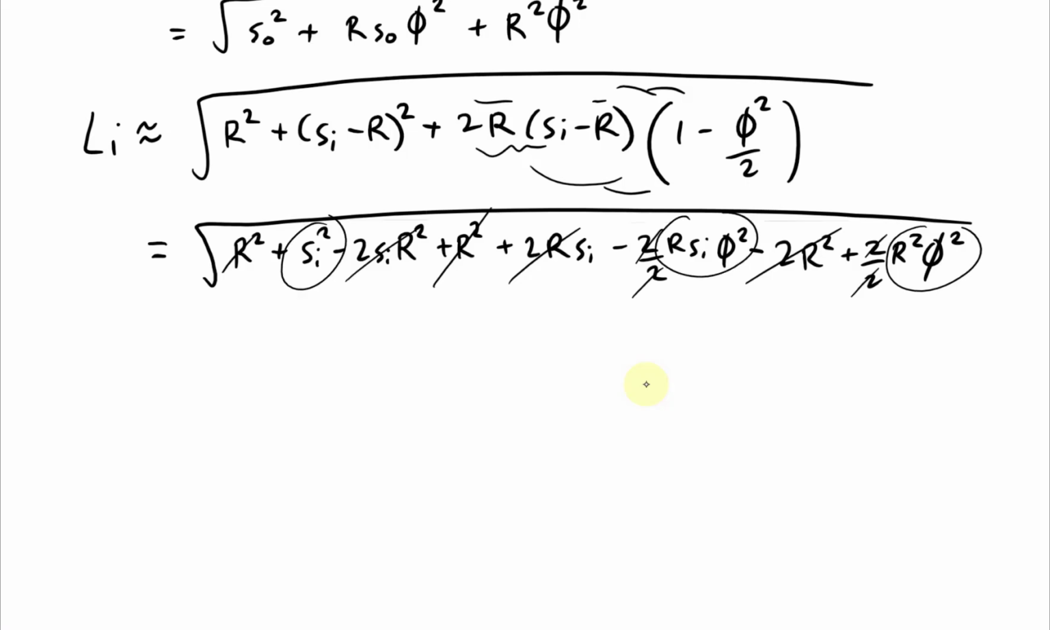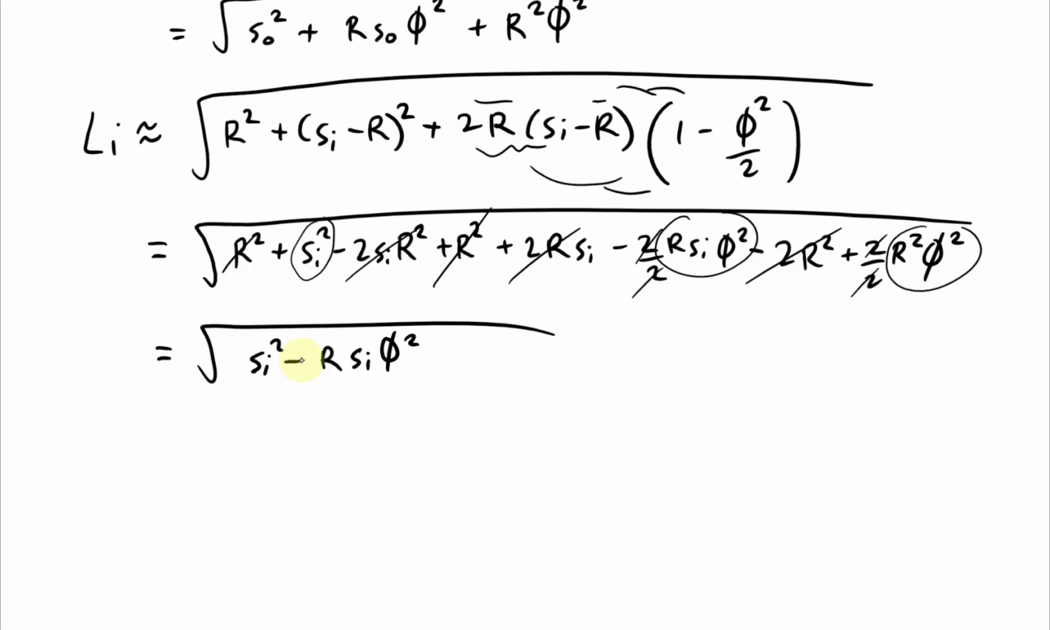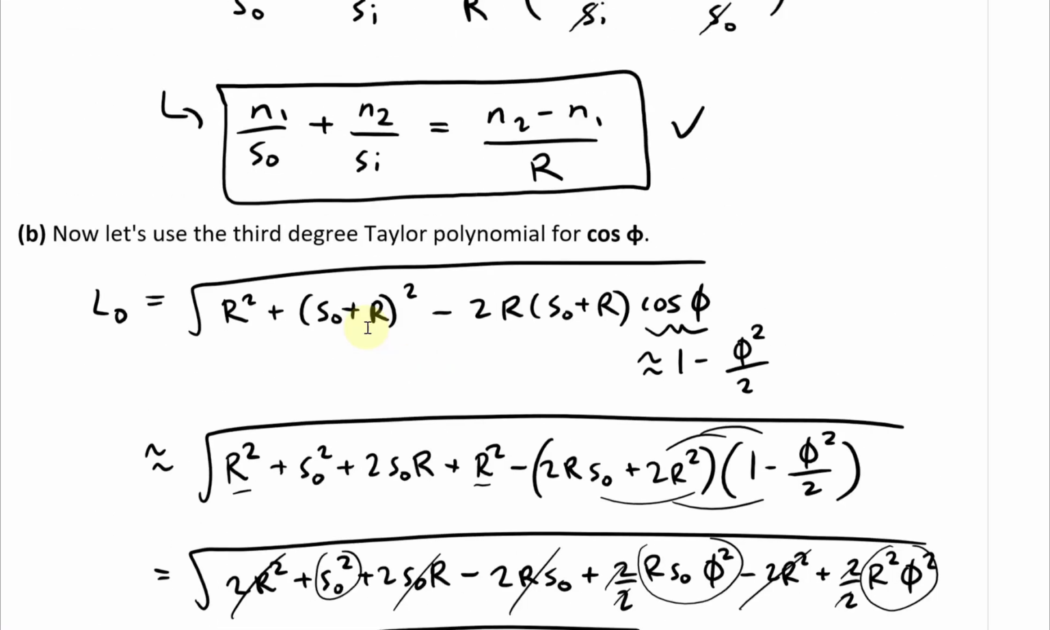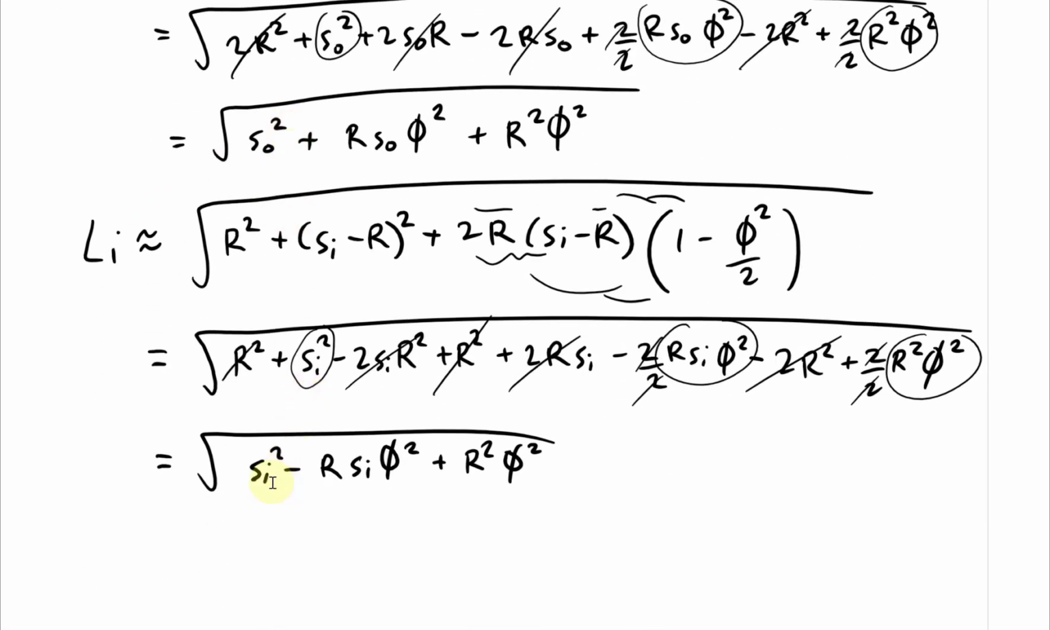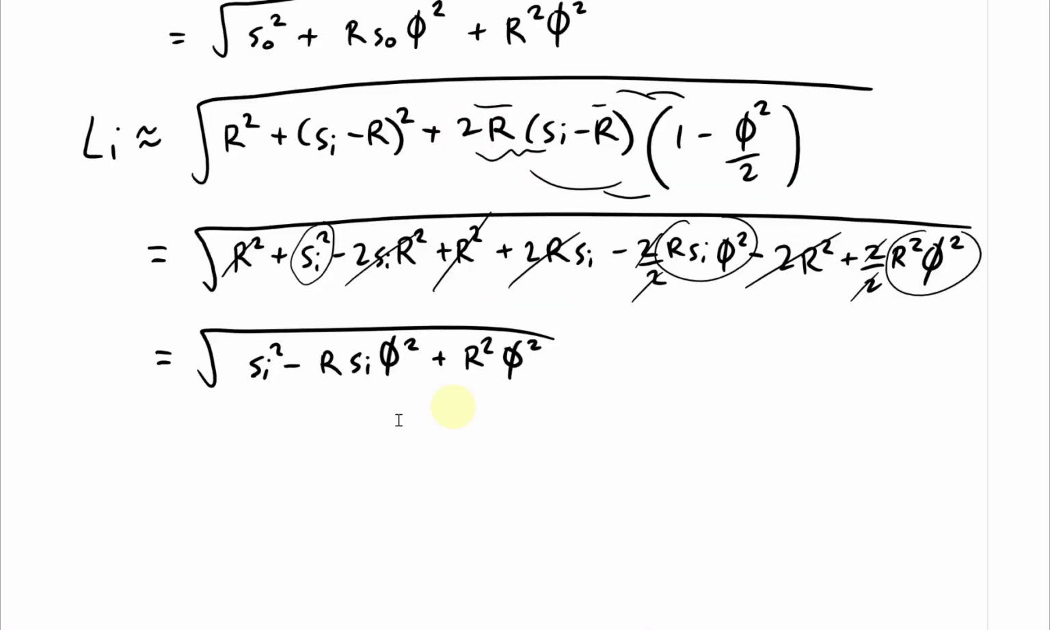Yeah, so then this equals 2, and now it's going to be a square root, psi squared minus r psi phi squared plus r squared phi squared. And yeah, notice the differences or the similarities. This is psi squared, then a negative r psi, then phi squared. Versus this one above, for the L naught, which is s naught squared, so psi squared, and it's going to be plus r s naught phi squared. And the next one's going to be plus r squared phi squared. So that's what we have right now.